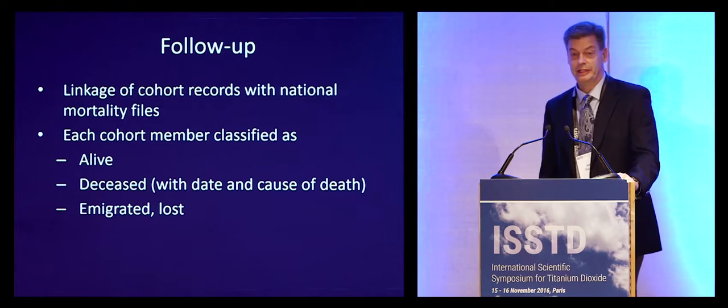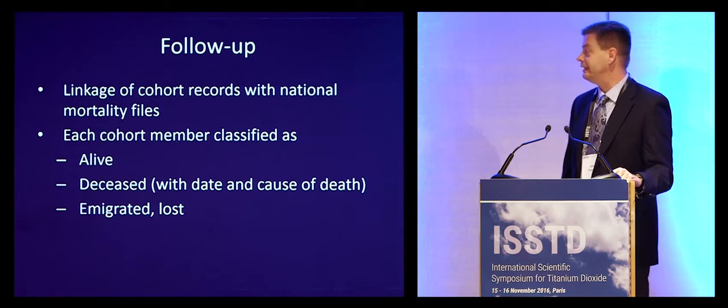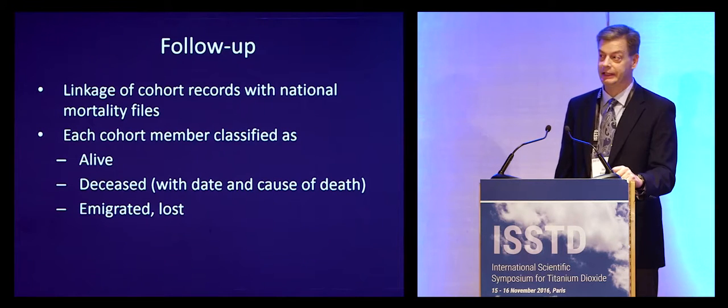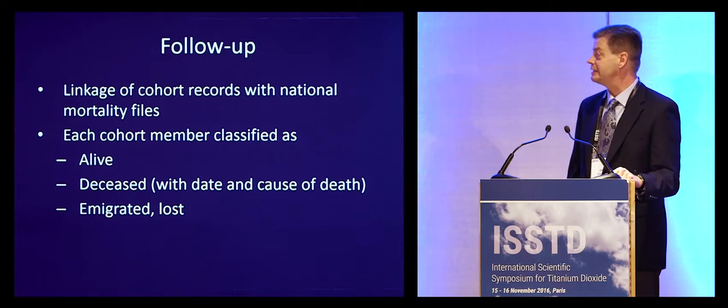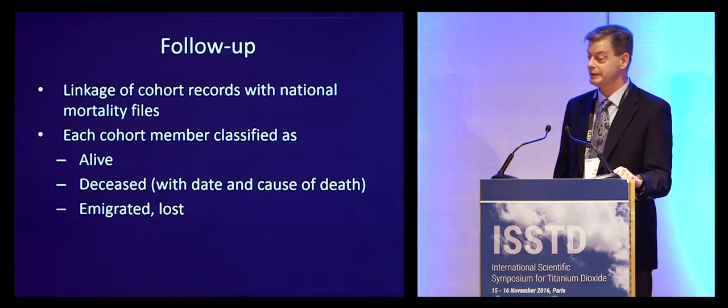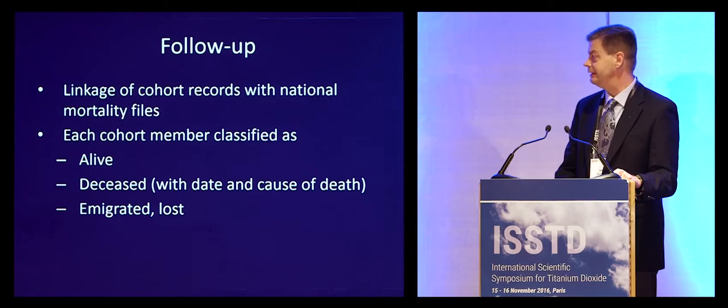So we followed every person up in our cohort, all 4,000 people. We linked them with national mortality files. And at the end of the study, which I think we followed them up to 2000, we classified each member as alive, deceased, or lost to follow-up, which means we couldn't tell if they were alive or dead. And there were only about 3% of the people we couldn't find.